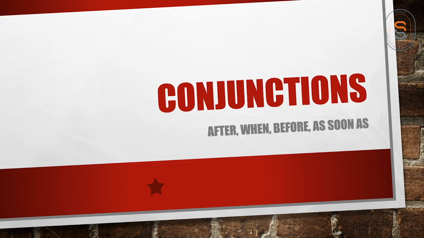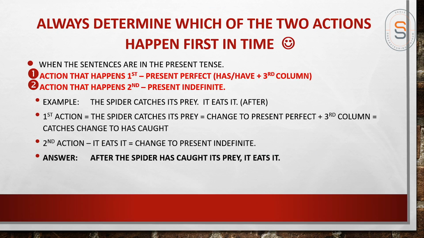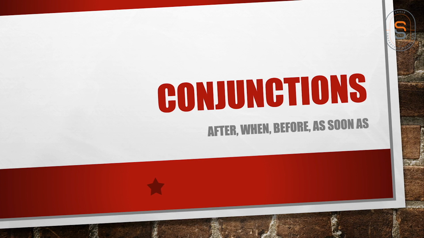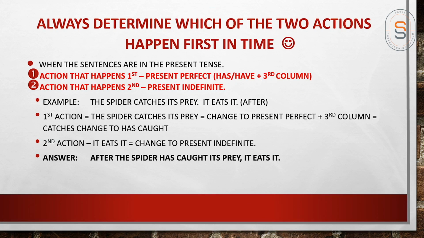Right, if we have a look at the conjunctions, we are going to work with specific conjunctions, that is after, when, before, and as soon as. And the same rule applies for all of them. So it's after, when, before, as soon as. The same rule applies. The first thing you need to do is you always have to determine which of the two actions happen first in time. So that's your step one. Right, and as you know, we have different tenses and the sentences can be in different tenses. In this case, when the sentences are in the present tense, you have to remember the following.